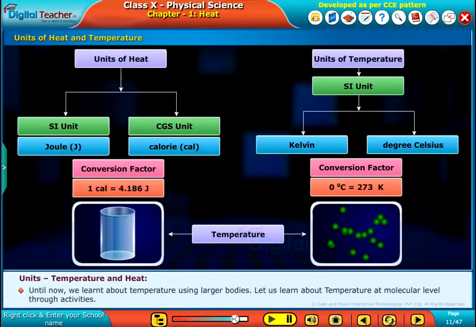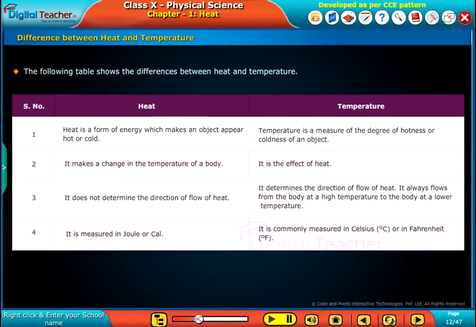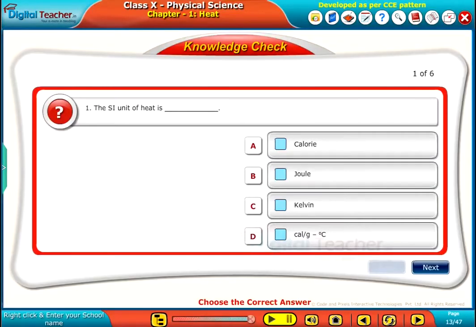Until now, we learnt about temperature using larger bodies. Let us learn about temperature at molecular level through activities. The following table shows the differences between heat and temperature. Knowledge check. Attempt the following question to check your understanding.